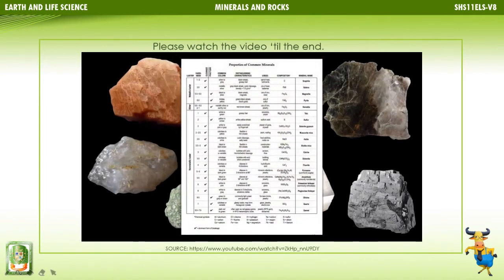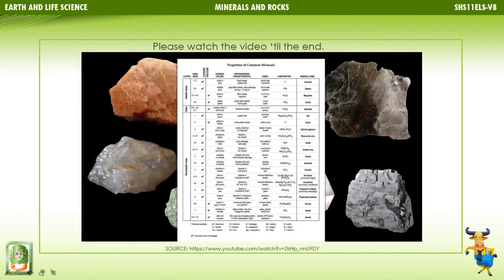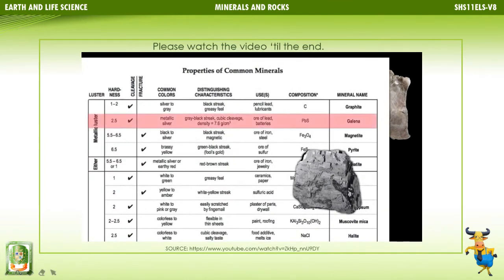So, let's take a look at the New York State Earth Science Reference Tables. This is the Properties of Common Minerals chart. And let's see how it works. It's very simple. Here's the column for this mineral, galena. And you can see from left to right, it tells us it has a metallic luster. It's very soft with a hardness of only 2.5. It displays cleavage and a metallic silver color, has a gray-black streak and is very dense, is used as an ore of lead and in batteries, and is composed of lead and sulfur.